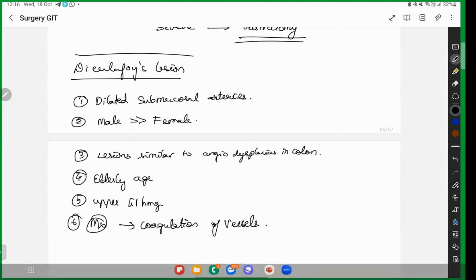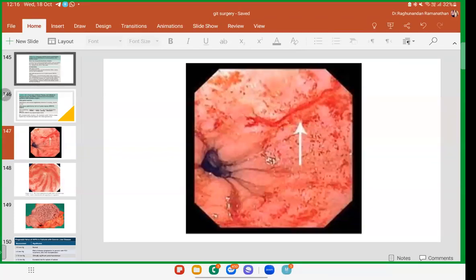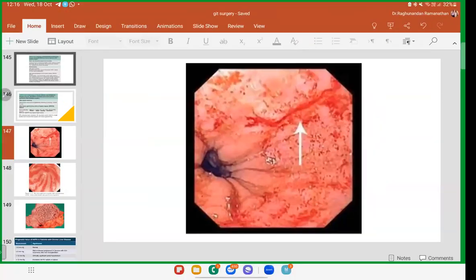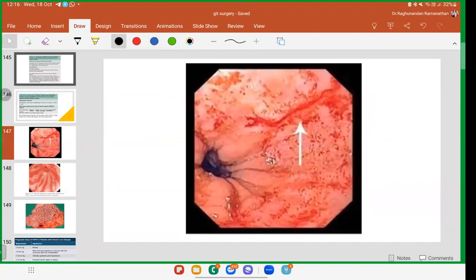Okay, now we are going to talk about the variceal bleeding. Okay, so what is this? Can someone tell me what this is? This is your Mallory-Weiss tear. So this is going to be your Mallory-Weiss tear. Can you remember? Mallory-Weiss tear. Okay. And what is this?